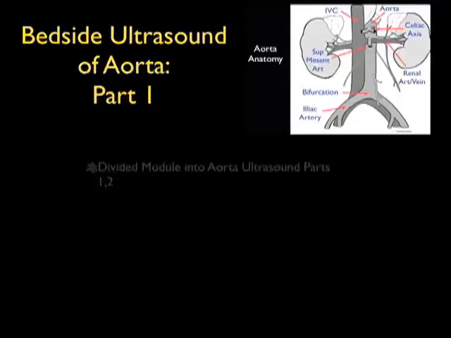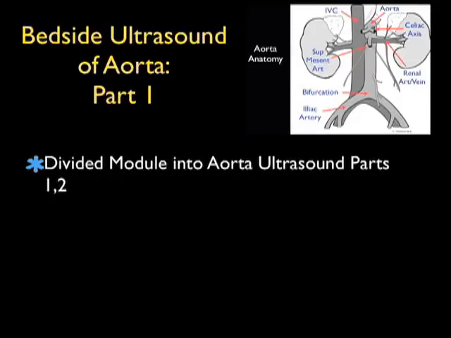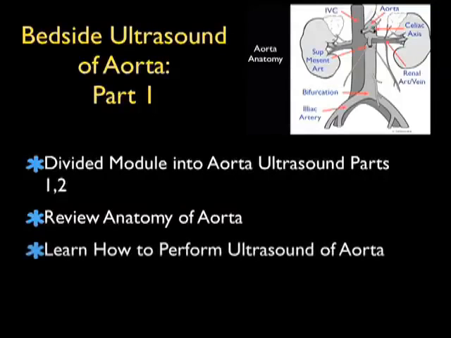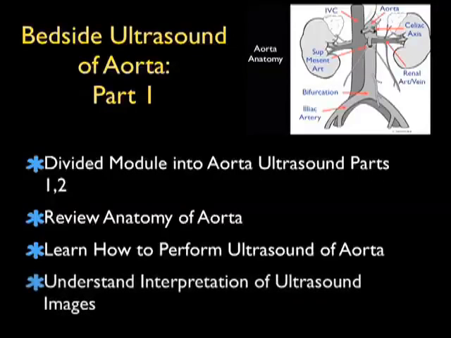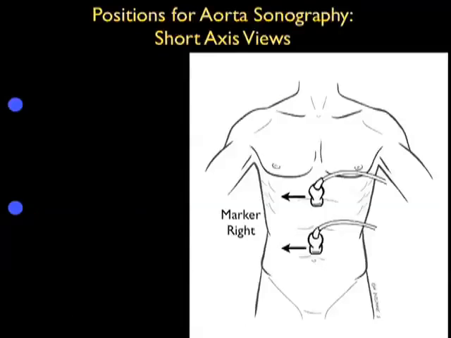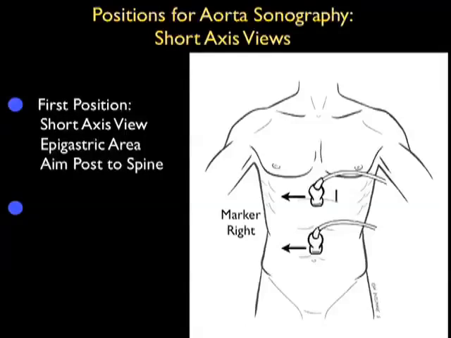As there's a lot of material to cover on the topic of bedside ultrasound of the aorta, I've divided this module into aorta ultrasound parts 1 and 2. In this module, entitled Aorta Ultrasound Part 1, we're going to begin by reviewing the anatomy of the aorta. We'll then move on to learn how to perform the ultrasound examination of the abdominal aorta, all the way from the top at the subxiphoid process as the aorta exits the thoracic cavity to bifurcation at the level of the umbilicus. We'll then also move on to learn how to understand the interpretation of the ultrasound images that you will obtain using bedside sonography.